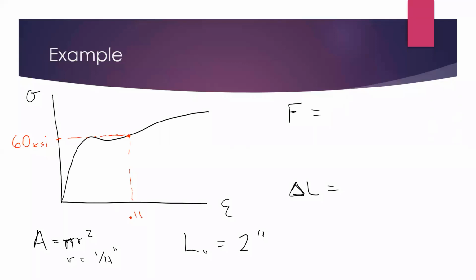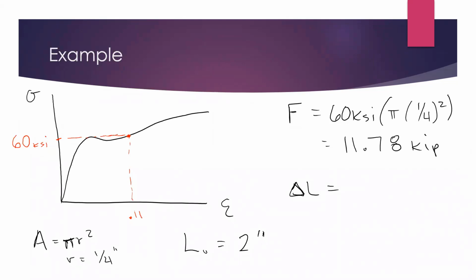Okay, how did you calculate the force? You take the stress and what do you do to it? Okay, so you had 60 KSI multiplied by pi 1/4 squared. And what did you get? 11.78. All right, 11.78 kips. So that's 11,000 pounds, thereabouts.